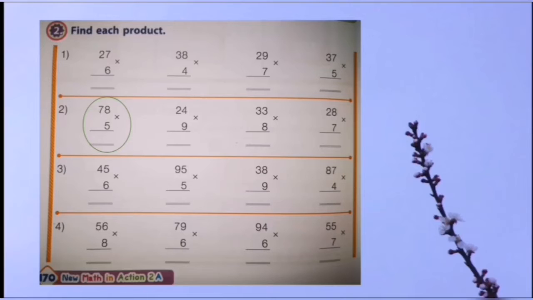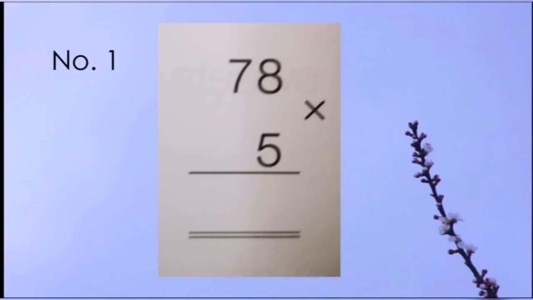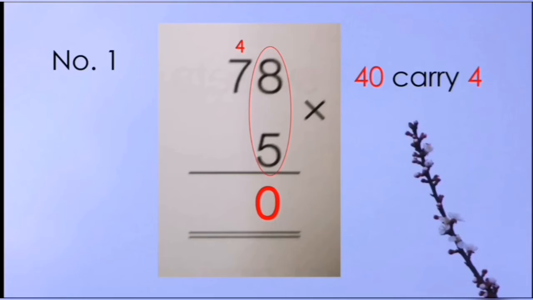So let's answer 78 times 5. So here is the other example. Again, we will multiply our multiplier number 5 to the first digit of our multiplicand, which is number 8. So 5 times 8, we get 40. So it's 40 carry 4.